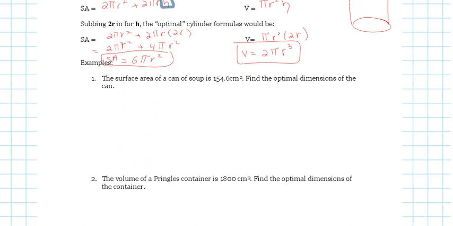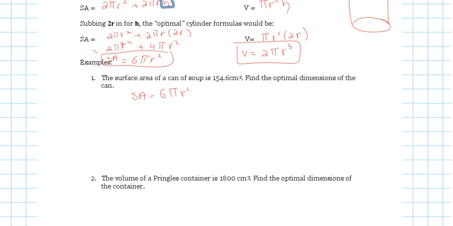All right. Here is a question. So the surface area of a can, you see now the question's changing to a can instead of a box, of a can of soup is 154.6 centimeters squared. Find the optimal dimension of the can. Again, what's given to me? So what formula do I have to start with? I have to start with the surface area. How do I know I'm optimizing? Because you have the word optimal. Thank you.